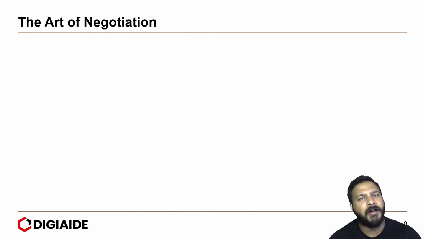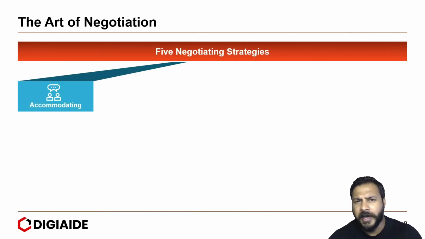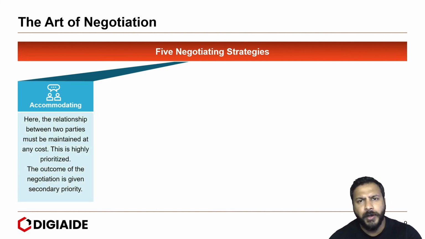And finally, the art of negotiation, which is helpful in all the three theories. There are five negotiating strategies, the first one being accommodating. Here the relationship between the two parties must be maintained at any cost. This is highly prioritized. The outcome of the negotiation is given secondary priority.